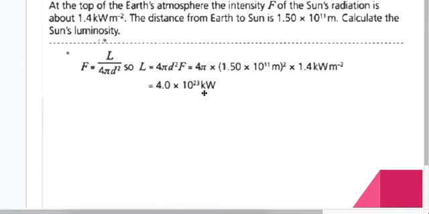Notice the unit. Luminosity is more along the lines of power in watts, whereas flux is more along the lines of power per unit area, watt per meter square. That's kind of the difference between F and L. One is capturing the idea of power, the other is capturing the idea of power per unit area.